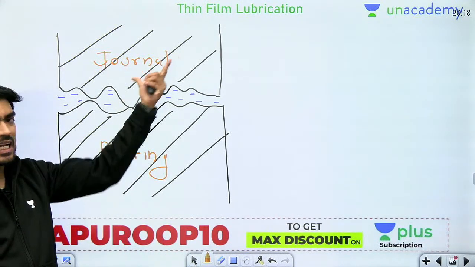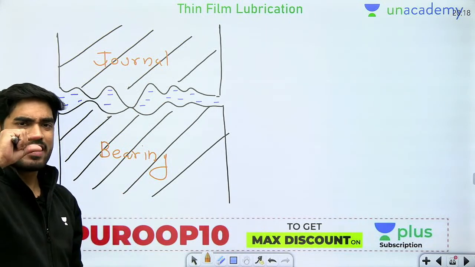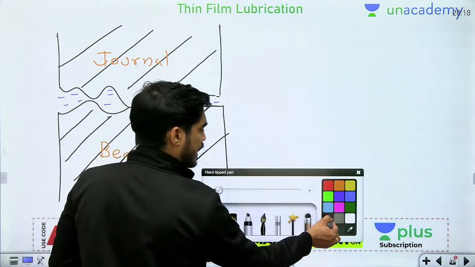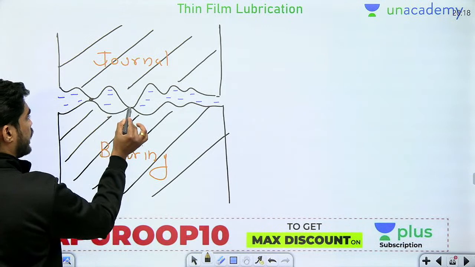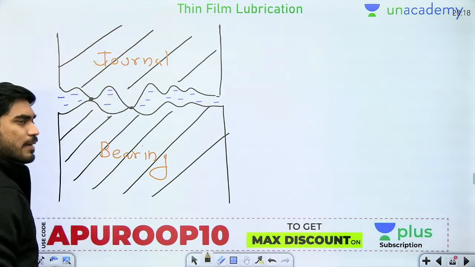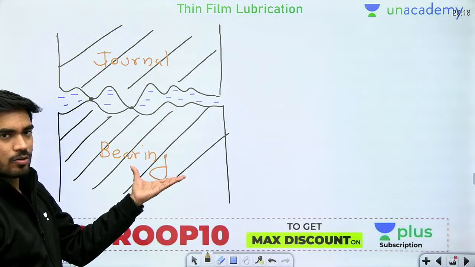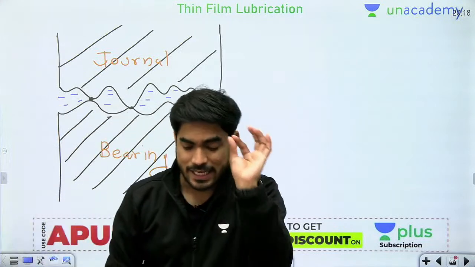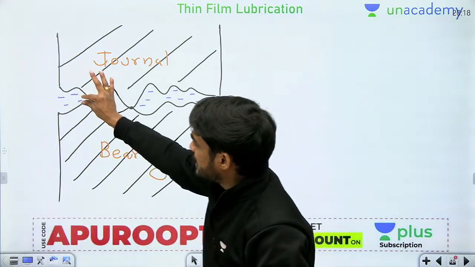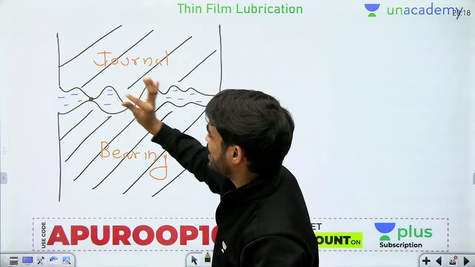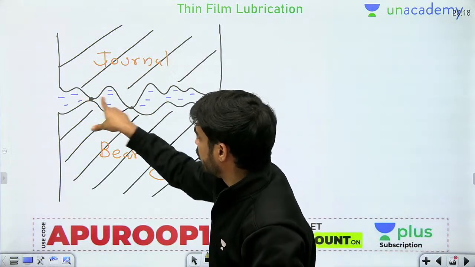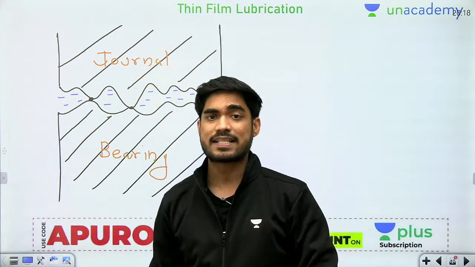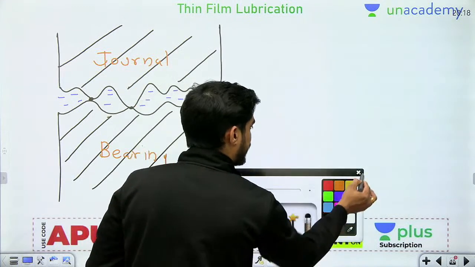Let's say there is a journal and bearing, and there is a very thin film of lubricant between that journal and bearing, and there is still direct contact between the journal and bearing. The load is supported directly by the bearing surface. Because the journal and bearing are still touching each other, as there is a very thin film of lubricant flowing between them. There is still direct contact, so this is known as thin film lubrication.